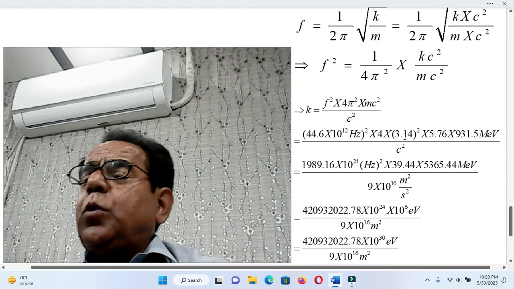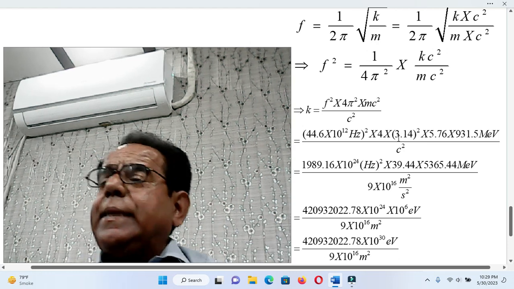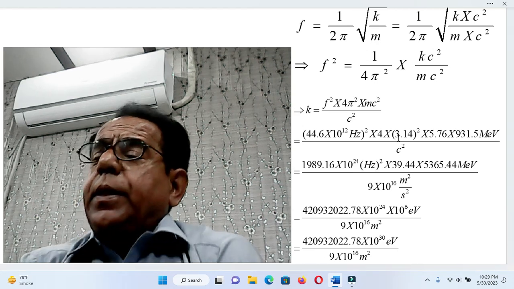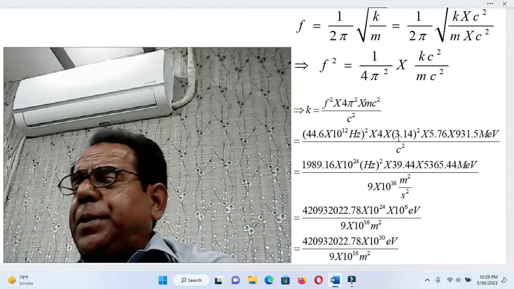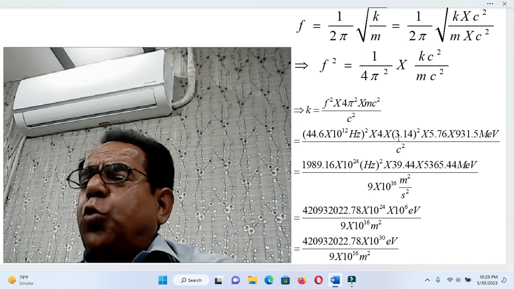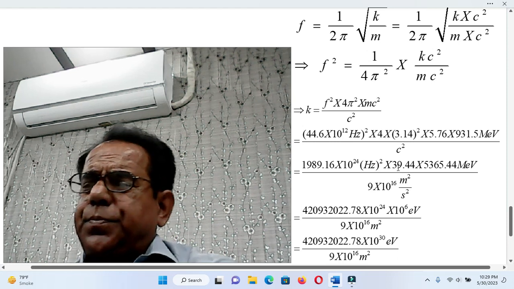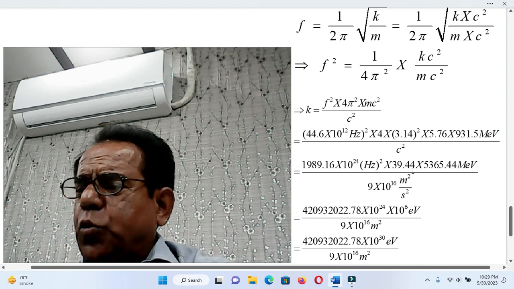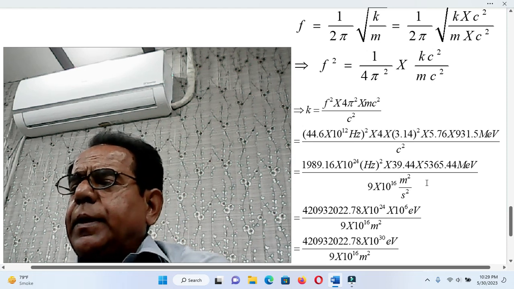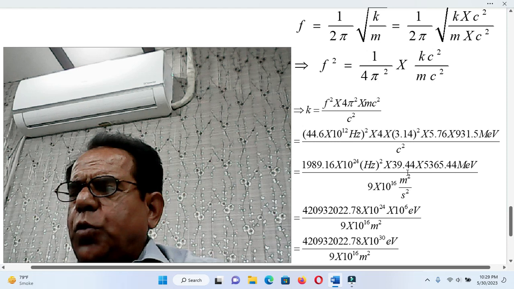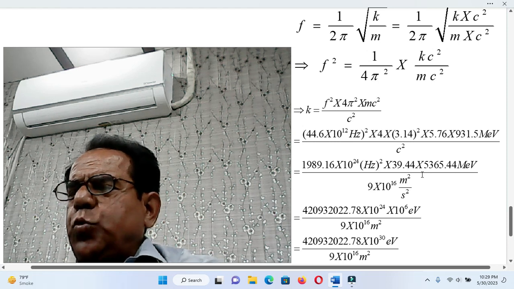Okay, the square of this will be greater than 9, that definitely, because this figure is 3.14, so its square will be more than 9. Okay, and when it will be multiplied with 4, our answer will be this. Okay, 39.44 into this figure, 39.44 into 53.